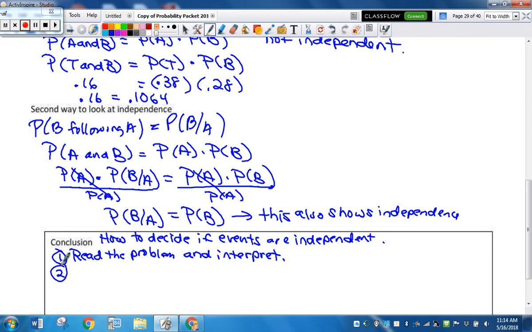Second one, straight from the definition, right? Probability of A and B happening would have to equal the probability of A times the probability of B. If that's the case, and they are equal, they are independent events.